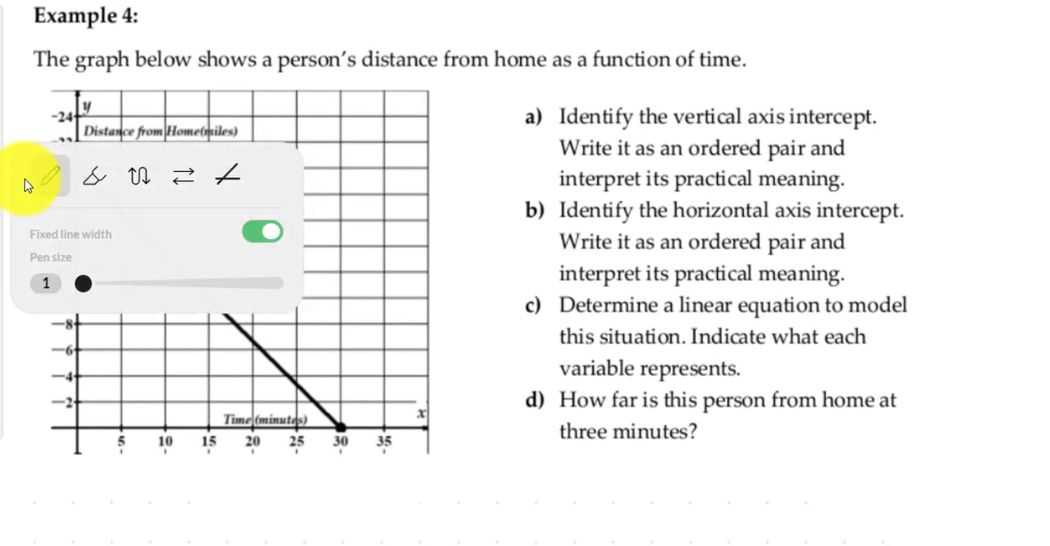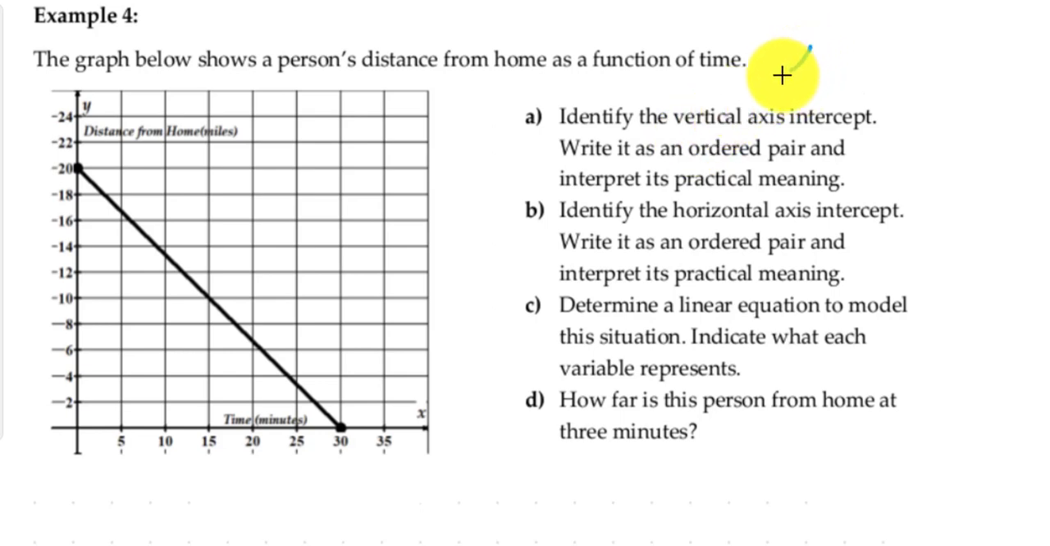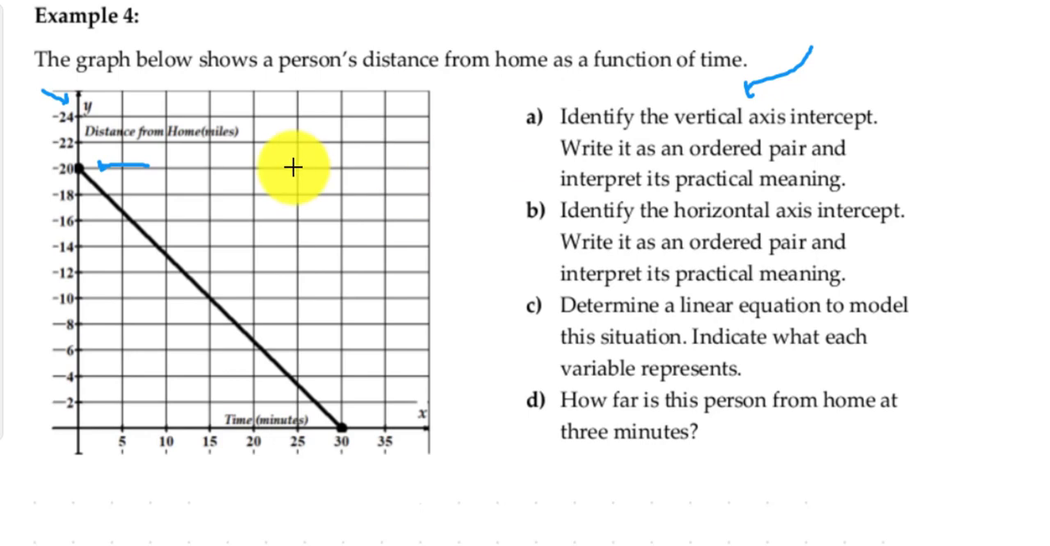So let's start. Remember, the vertical intercept is where we cross the y-axis. So that looks like this point here, right? And as an ordered pair, it looks like it's 0, 20. So the ordered pair would be 0, 20, and I'll write that over here, because that's where we cross the y-axis.